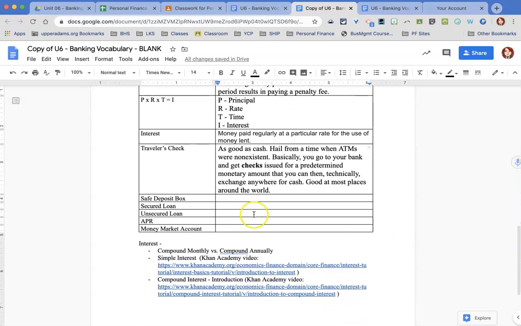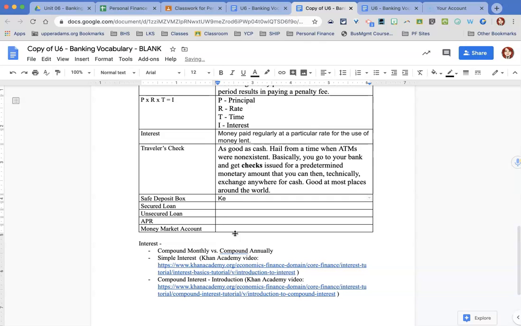So safe deposit box, where would you find a safe deposit box? Do you keep a safe deposit box at your house? No. And what would you keep in a safe deposit box? Well, safe deposit boxes are typically located in a bank. So what do you keep in them?